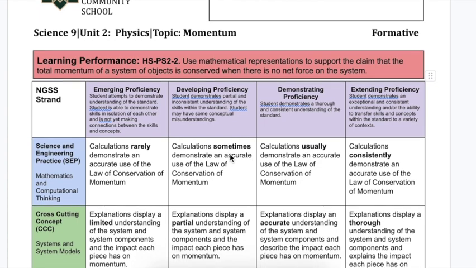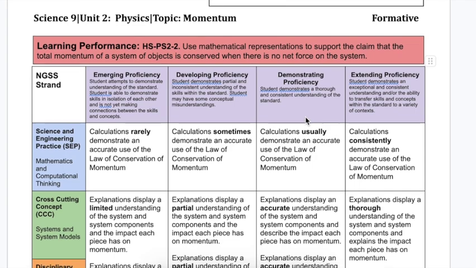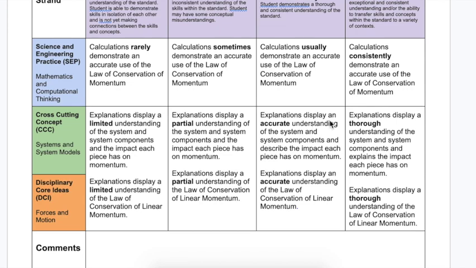And to extend your proficiency, you should look here at what is required: exceptional and consistent understanding. And to demonstrate your proficiency, which is where we want everyone to be as a minimum. If you can extend, that's great. Once you can demonstrate, that is really good. A student demonstrates a thorough and consistent understanding of the standard that we're looking at here. We are looking at science and engineering practices, cross-cutting concepts, and of course, specifically and importantly, these disciplinary core ideas.